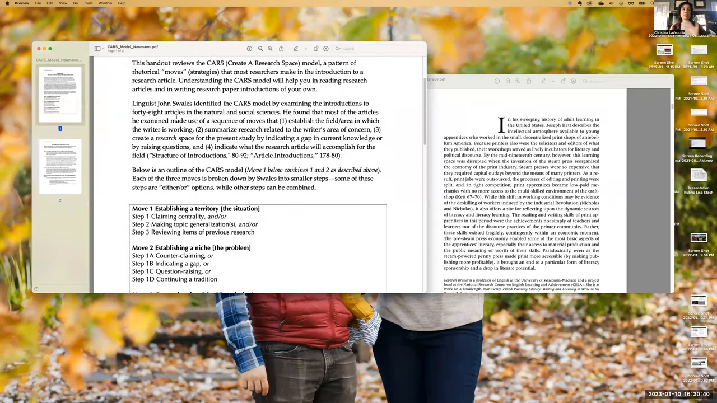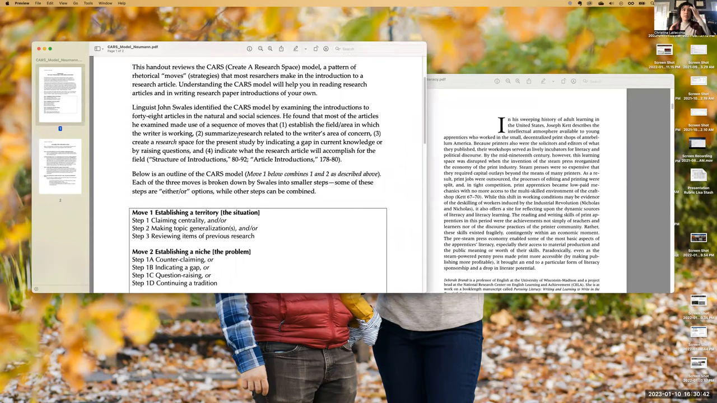What the opening few paragraphs are telling you is that there's a researcher named John Swales who came up with this model. And all this model is basically, he uncovered a really consistent pattern to how introductions are formatted in scholarly research articles.